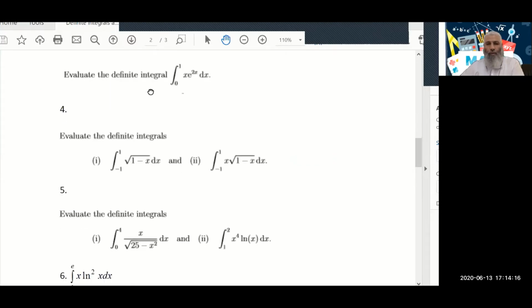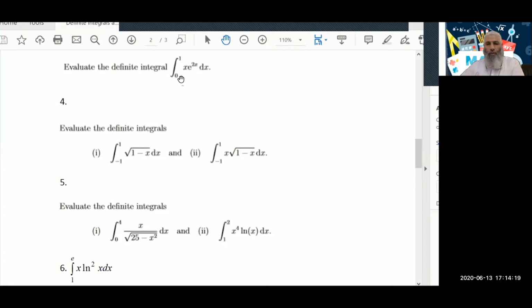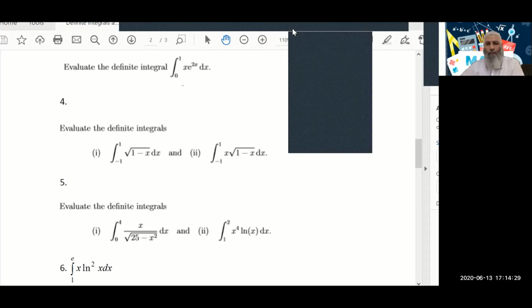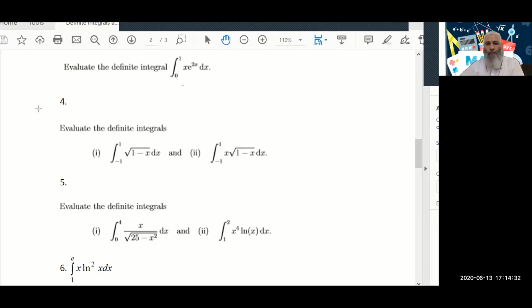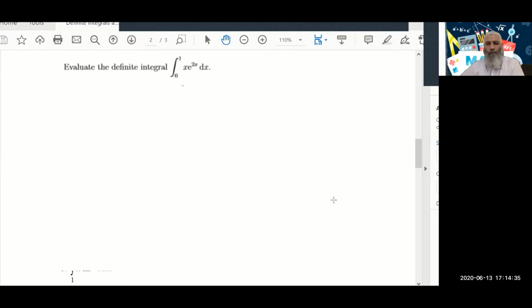Number 3, evaluate the definite integral from 0 to 1 of x e power 2x dx. Integration by what? By parts too? Yes, by parts. But Ustaz, can we use substitution here, can we use two steps? Like which steps? A substitution and by parts, because we have power 2x. Can we use t as 2x?